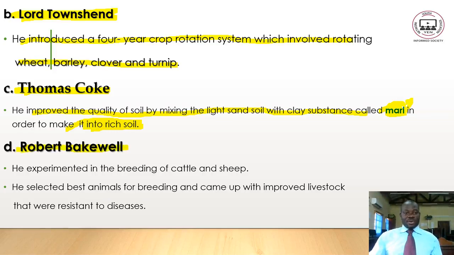And again, Robert Bakewell experimented in the breeding of cattle and sheep. He selected the best animals for breeding and came up with improved livestock that were resistant to diseases. So he selected the best so that they mate and produce offspring that could withstand diseases.